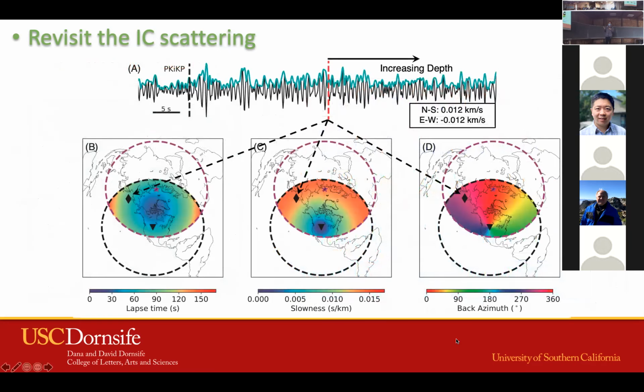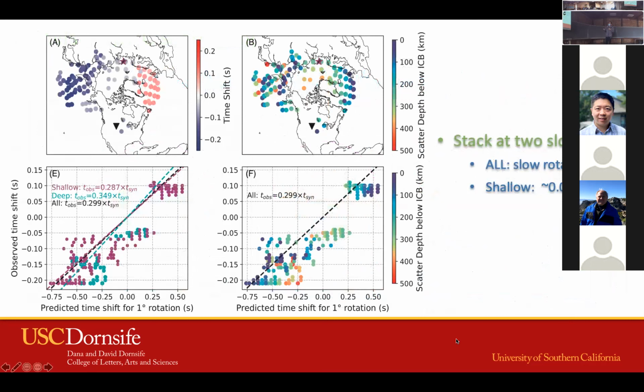Using our back projection approach, this is the arrival time difference with its location, and this shows the scatterers at these spots. Then we do the calculation: if the inner core rotates 1 degree, what the travel time difference for each of the spots looks like, and compare with the observed shift. So the slope is the rotation amount.